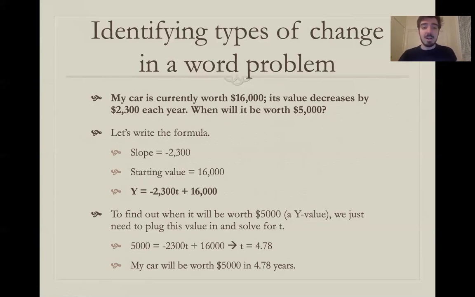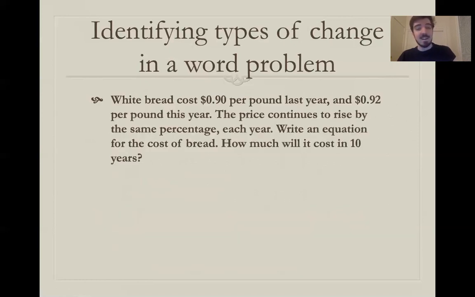So that was an exponential decrease. Let's have a look at one that is maybe exponential. Spoilers. White bread cost 90 cents per pound last year and 92 cents per pound this year. The price continues to rise by the same percentage each year. Write an equation for the cost of bread. How much will it cost in 10 years?